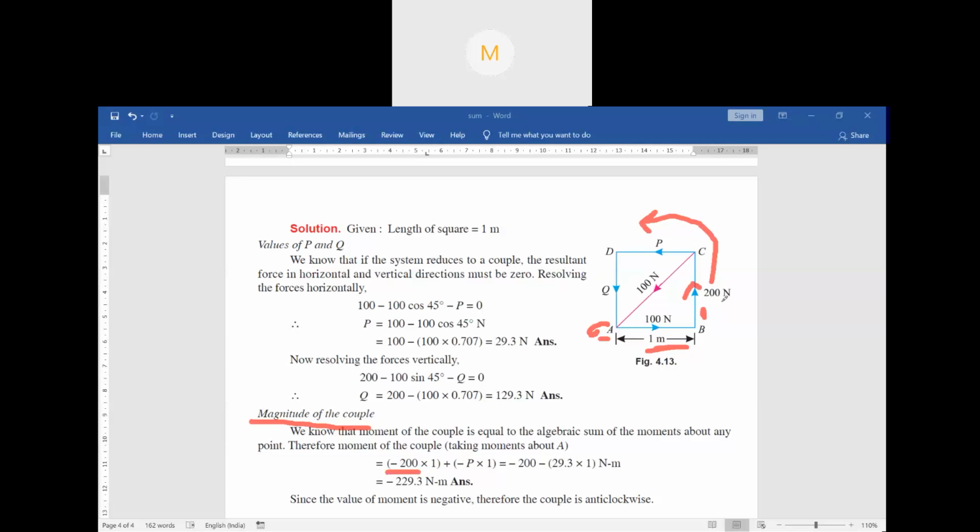Now how to solve it? Look, this is the force. Now force into perpendicular distance. So the perpendicular distance is how much? 1 meter. So we took it here 1. Now for P, it is coming like this, but we got this distance, right? This is also 1 meter. As in the question it is given, it is the square of 1 meter. So eventually we can just put minus P into 1. Now we found out P in the previous case. So this is minus 200 minus 29.3 into 1.